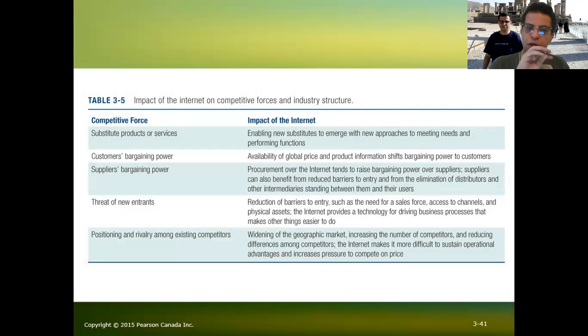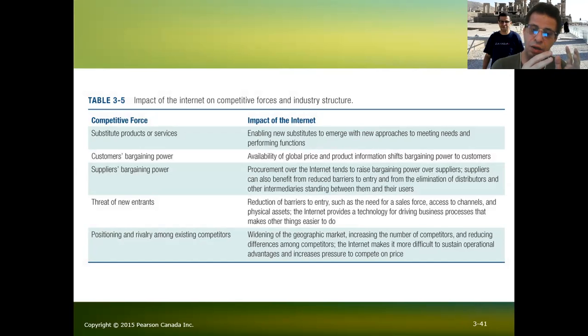The impact of the internet on competitive forces and industry structures. We spoke about substitute products and services, where a service itself enables a new substitute to emerge with a new approach of meeting the needs of performance. You have customer bargaining power. Availability of global price and product information shifts bargaining power more to the customers. They can buy from you or buy from somewhere else, with the information at their fingertips.